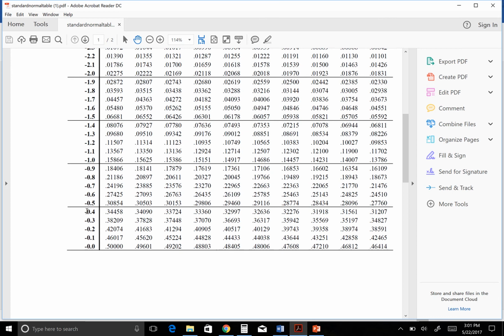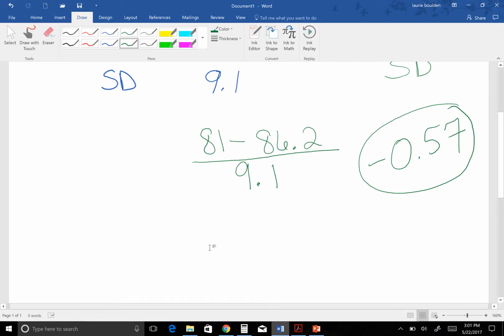All right, so here's the 0.5. We wanted to add the 0.05, and we get a score of 0.29116. Once again, we're going to round to the nearest hundredth. So we're looking at 0.29 hundredths. So here's our 29 hundredths.